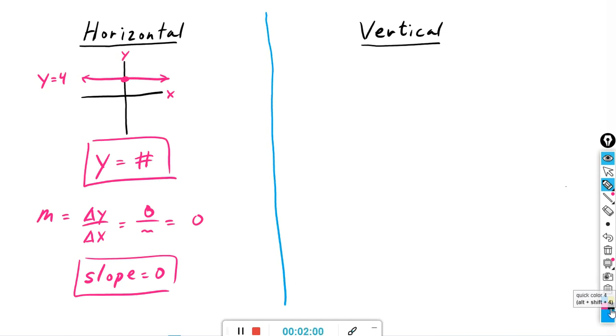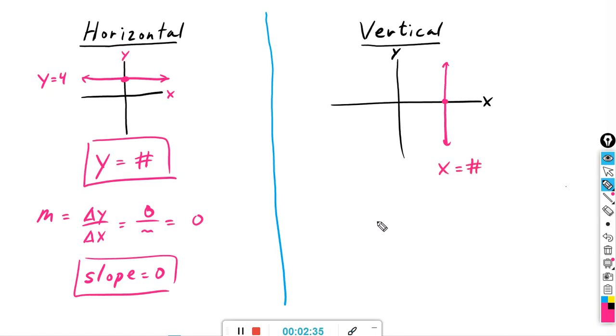Okay, now for the vertical line, again, we have our x and y axes. The vertical line is straight up and down, like so. The vertical line crosses the x-axis at some point. Whatever that point is, that is the equation of the line. It's going to be x equals some number.